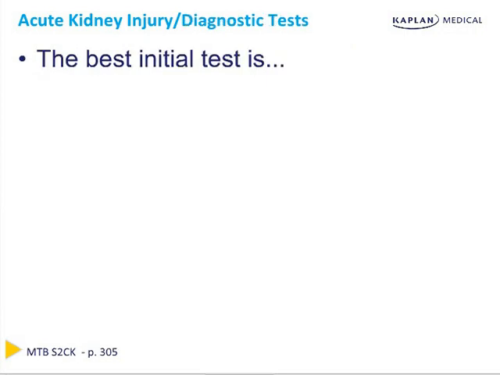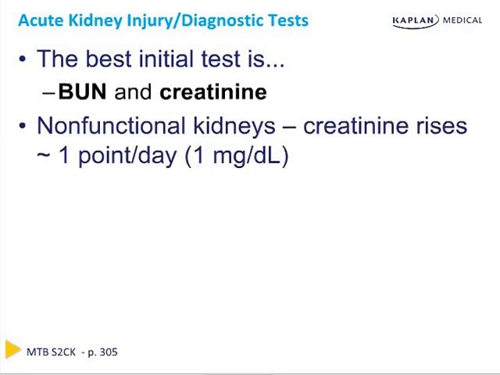So what does the USMLE Step 2 love to ask? What is the best initial test for AKI? Well, this answer is pretty easy. Since we just said that AKI is a laboratory diagnosis, we have to know those labs, right? The BUN and creatinine are essential for making the diagnosis of AKI.